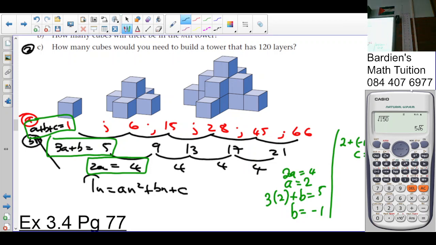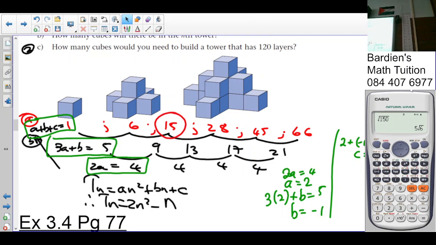So therefore, Tn is equal to 2n squared minus n. Now of course it's worth testing this with term 3. 3 squared is 9, times 2 is 18, 18 minus 3 is 15. And yes, term 3 is 15. Okay? You can also test on term 1.